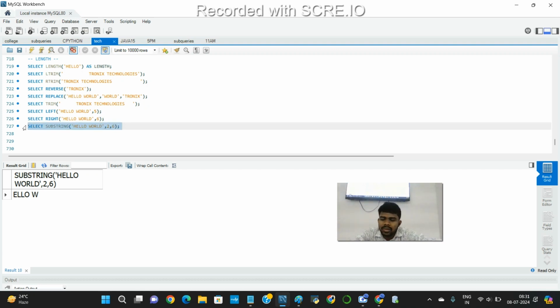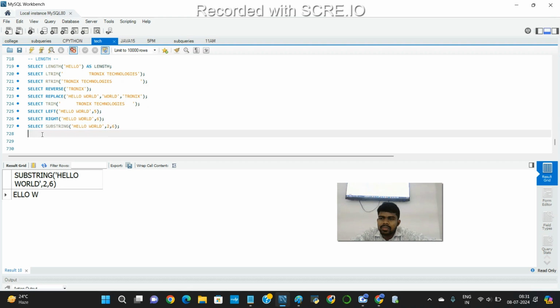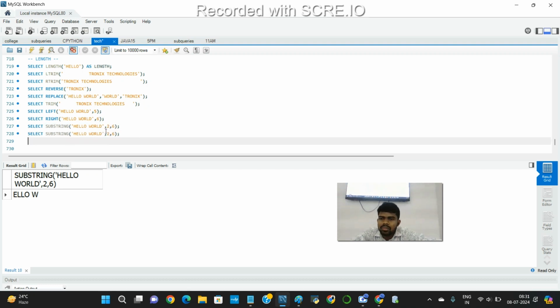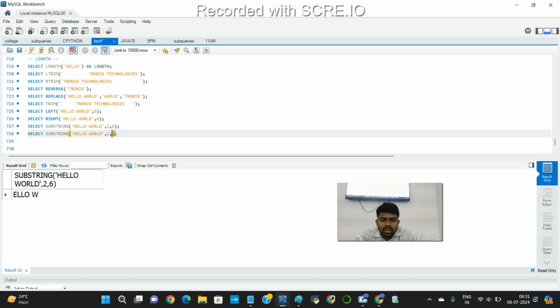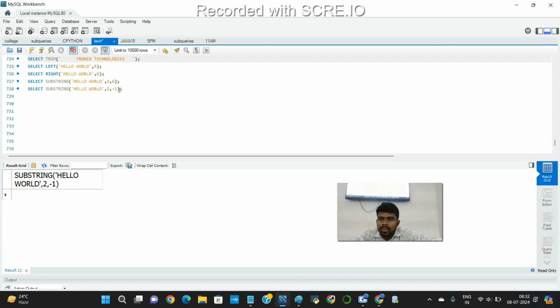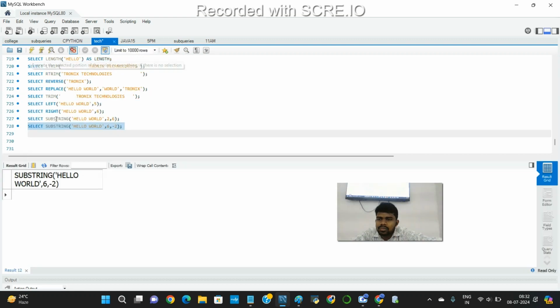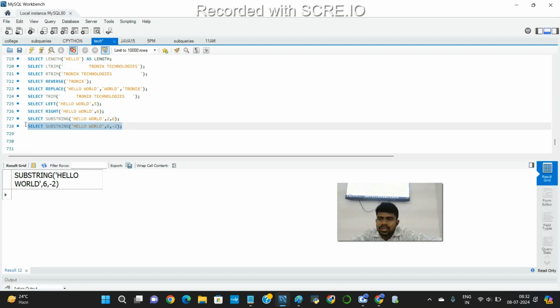Let's see different variations. Suppose we keep minus one, what will be the answer? Let's keep length 6. Suppose. Okay, let's see this.